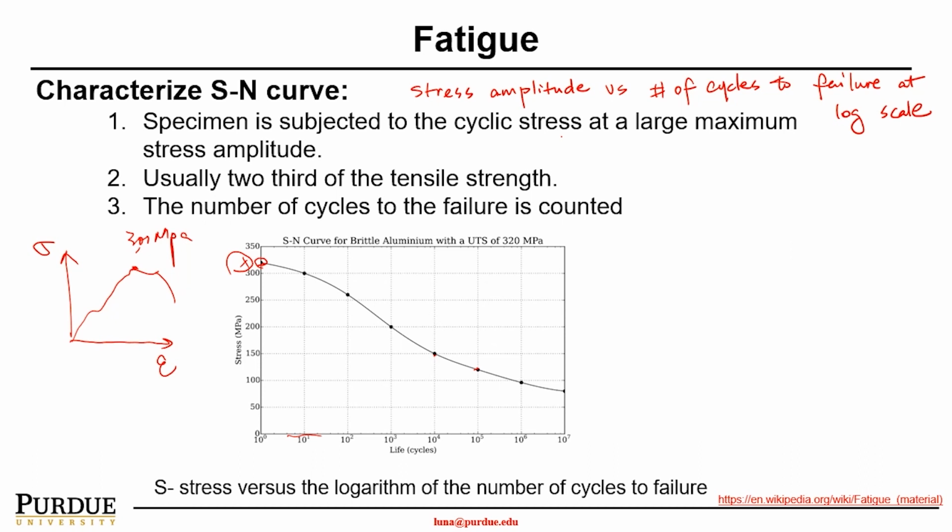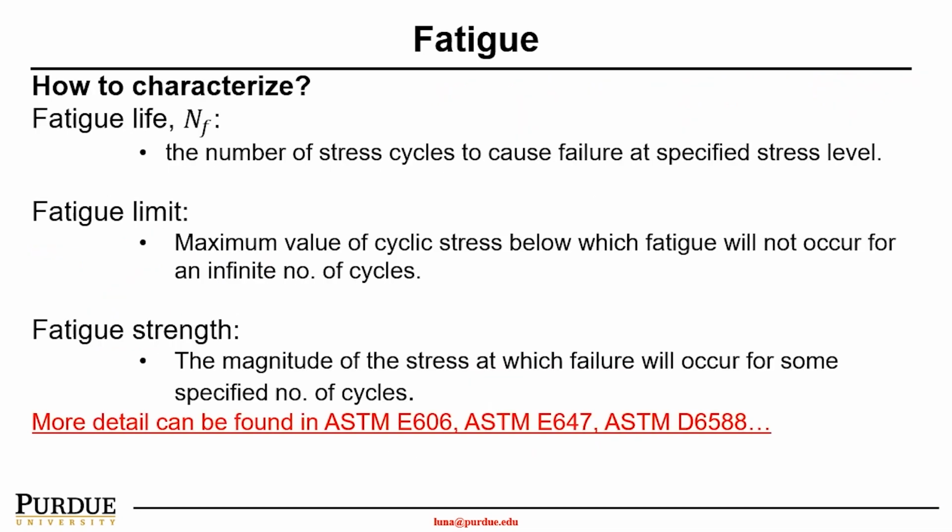So this is typically done by coupon testing, right, under the fatigue machine, and usually it is 2/3 of the tensile strength, and the number of cycles to failure is counted, right? So this is important, and how many cycles can we get? More detailed information you can check on this link below.